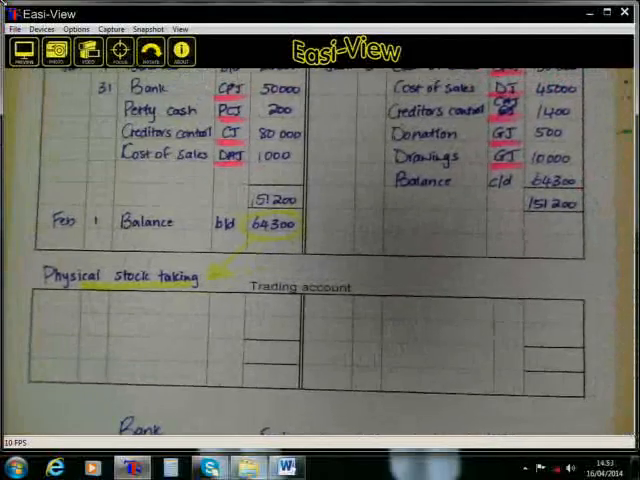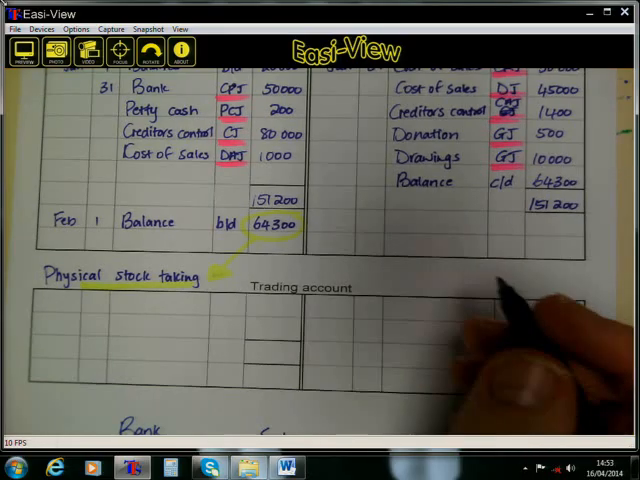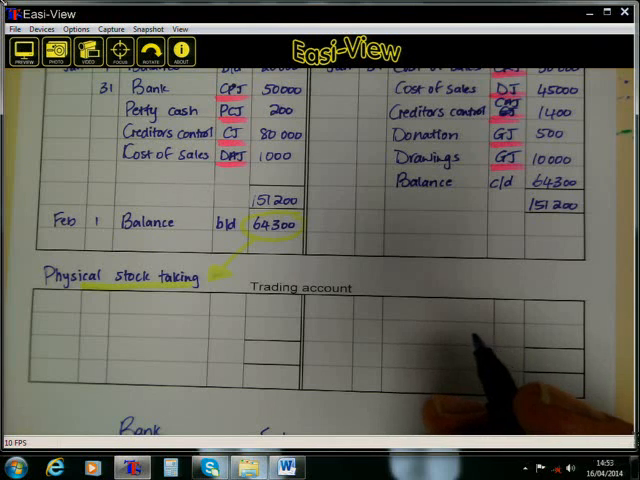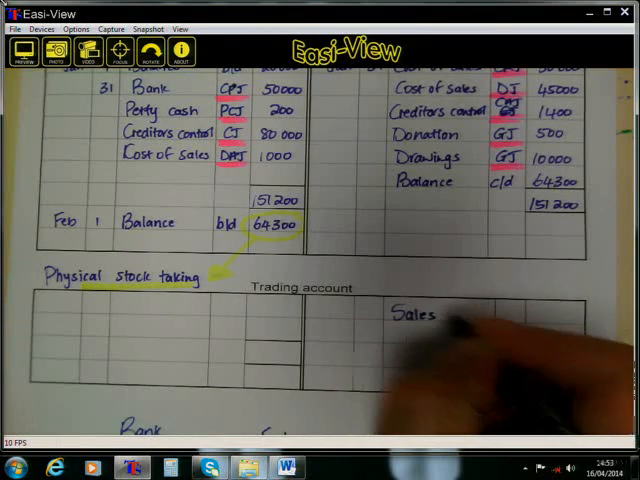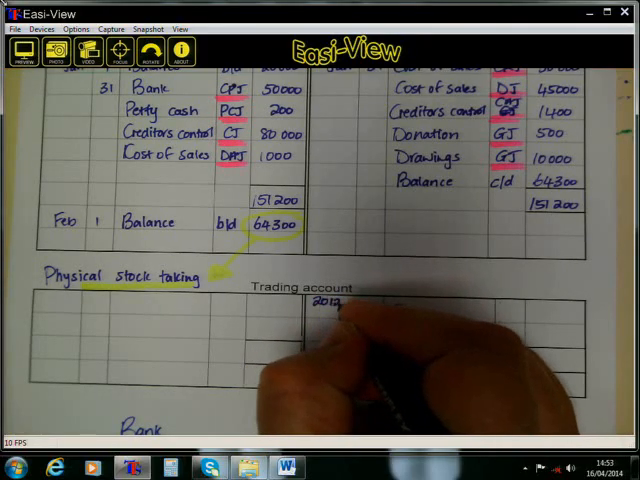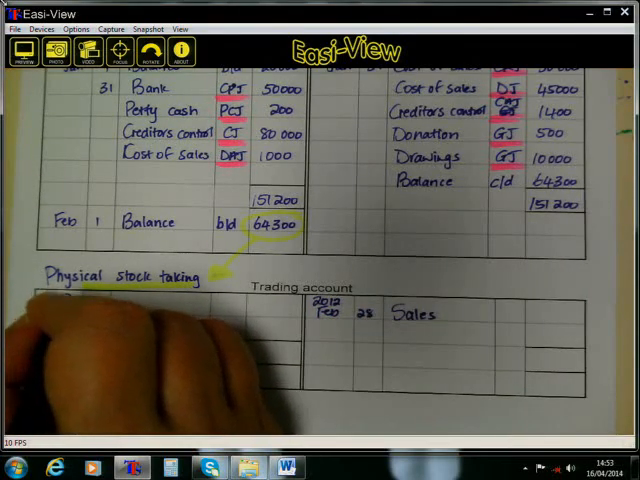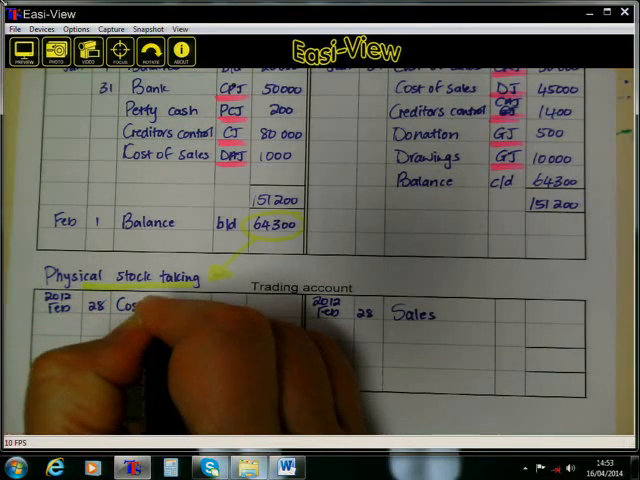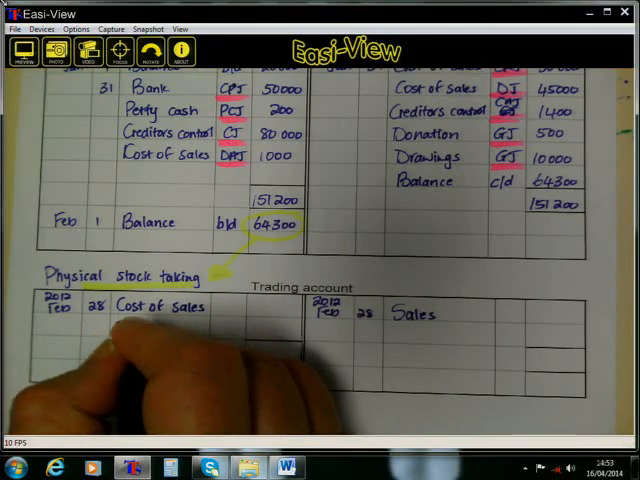Now, at the end of the year, we've got a trading account. That is the end of the year. Okay, on this side, we are going to put sales. That is 2,000. Okay, end of the year is end of February, 28th of February. On this side, we are going to put cost of sales. And then we've got our profit and loss.